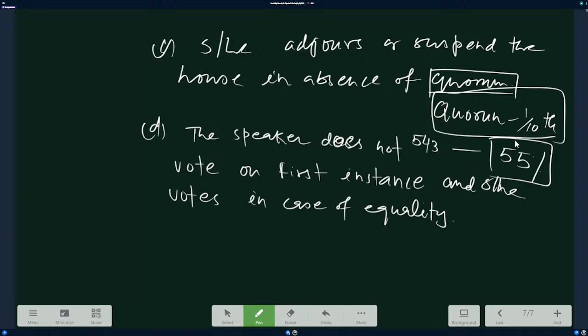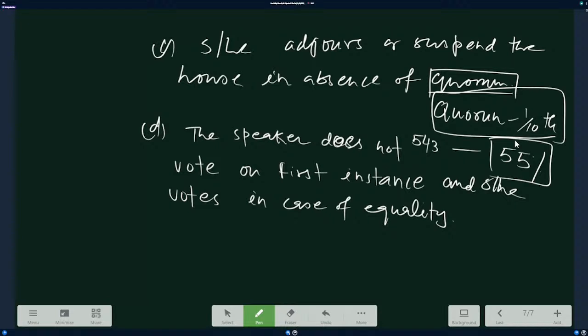Right? So when the house is divided equally on any question, the house gets locked, in a way. If 50% believe something, yes, and 50% believe no, then in that case there is equality within the house. In that case the Speaker votes. Okay. This is called a casting vote.